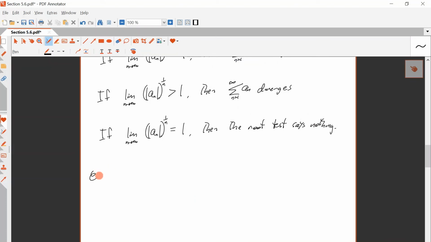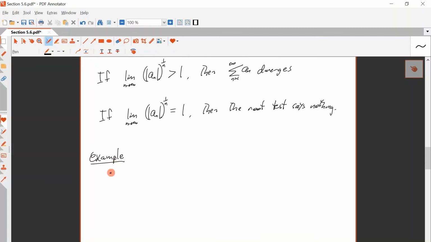So for example, let us consider number 335 in the section. The sum n equals 1 to infinity of 1 over e plus 1 over n, to the nth power. Now, does it converge absolutely or diverge?